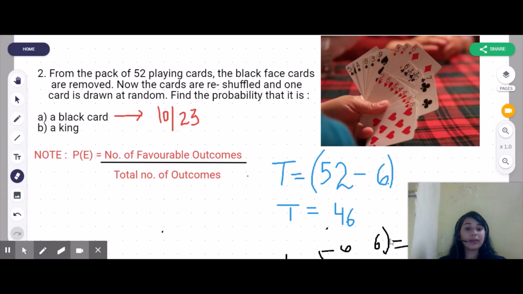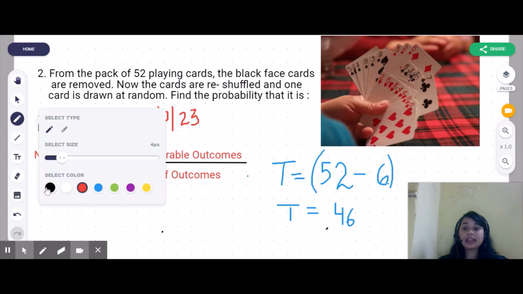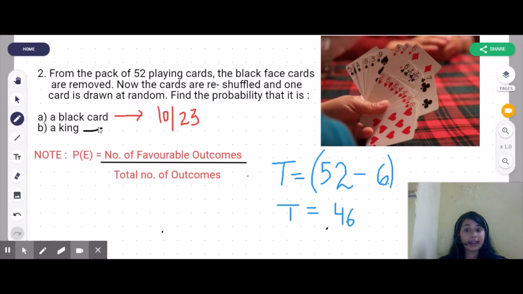Now let us quickly move towards the second part of the question. The second part is we have to get a king. We know that all the 4 suits, clubs, diamonds, hearts and spades, they all have one king each. So again, my total number of outcomes will remain 46. But when we talk about the favorable number of outcomes, in all, how many kings do we have? In all, we have 4 kings.